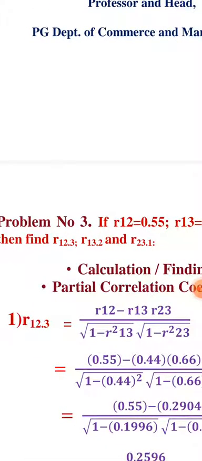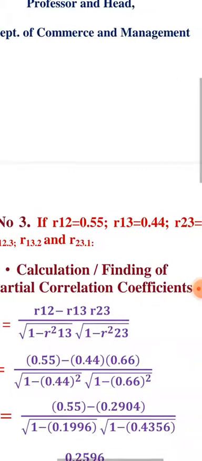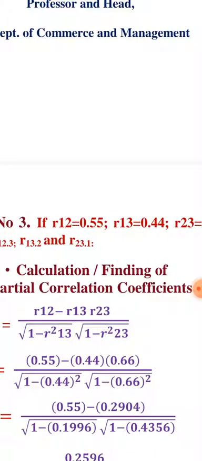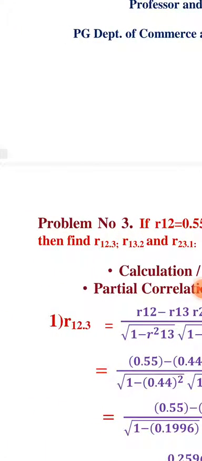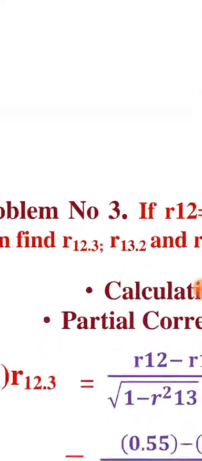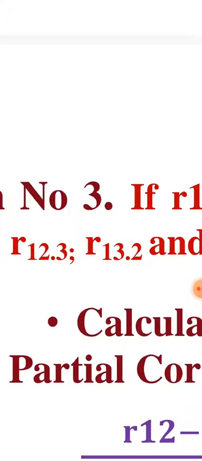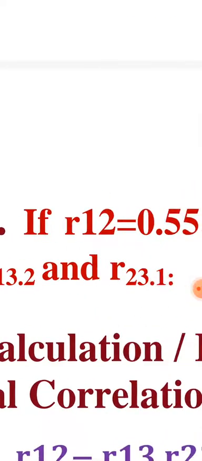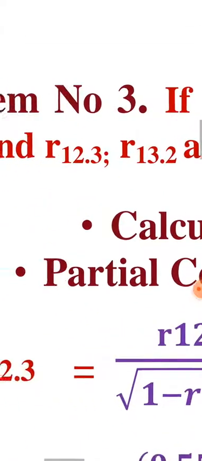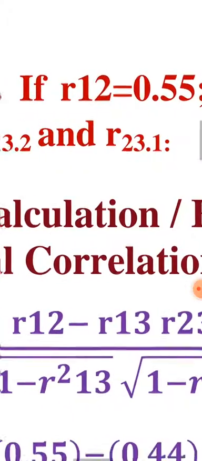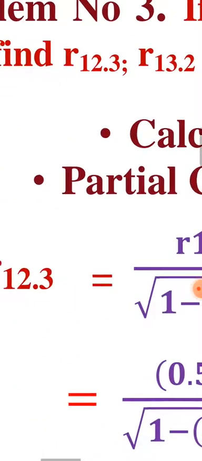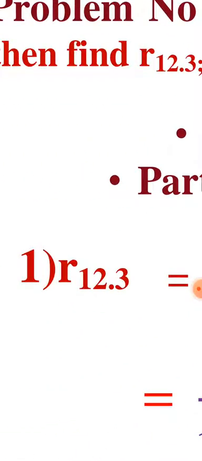The problem is problem number 3. If R12 is equal to 0.55, R13 is equal to 0.44 and R23 is equal to 0.66, then find R12.3, R13.2 and R23.1. Now calculate by using the formula. So the calculation of partial correlation coefficients is as below.